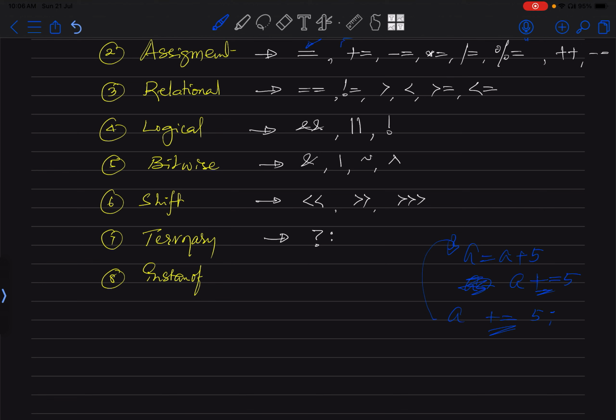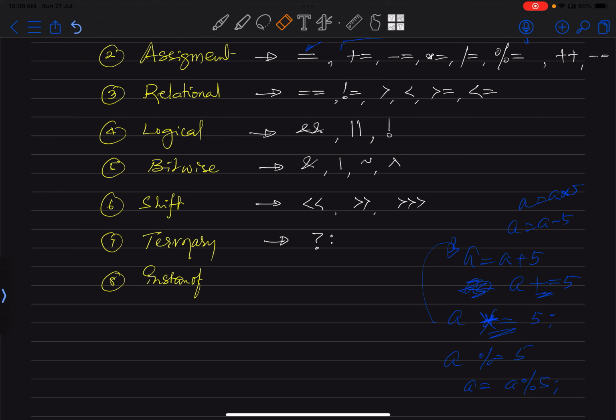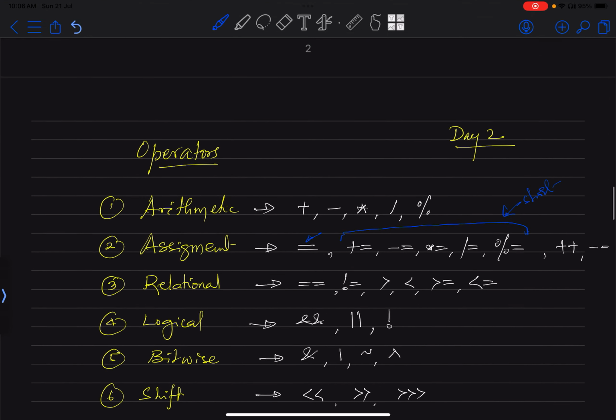Similarly, minus equal to means a equal to a minus 5. Multiplication equal to means a equal to a into 5. Division is the same thing, a equal to a divided by 5. And if I do a modulo operation, a modulo equal to 5 means a equal to a modulo 5. That's it. These are the shorthand operators that we normally use, and they are useful in the sense that they make simple programming simple.